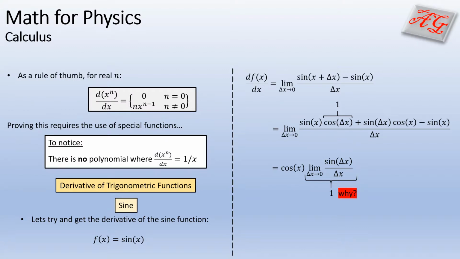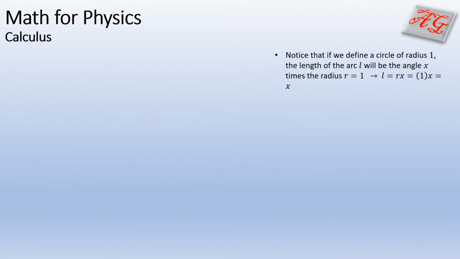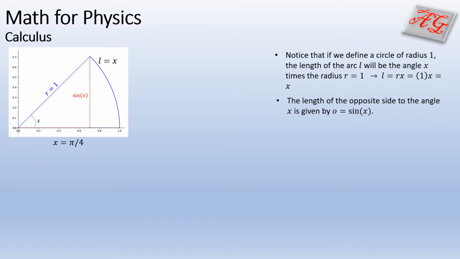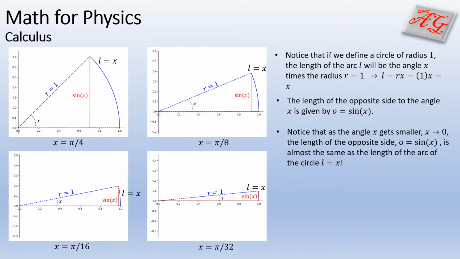But why? The reason is quite simple, but let's take a look at this in a more graphical way. Notice that if we define a circle of radius 1, the length of the arc L will be the angle x times the radius r. So the length of the arc will be x units, if you measure the angle in radians, of course. Thus, as we have already seen, the opposite side to the angle is given by the sine of x. The important thing to notice is that as the angle gets smaller, the length of the opposite side that is given by the sine of x starts to approach the length of the arc that is given by x.